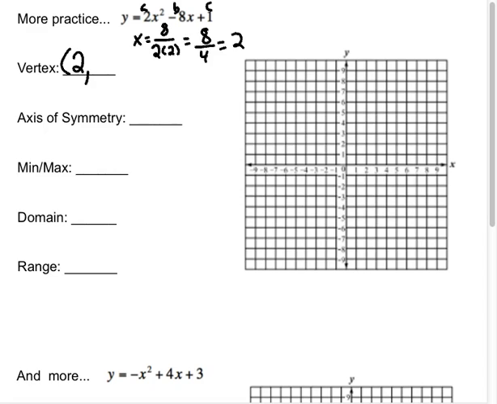And now, of course, to find the y value of the vertex, I need to plug that into my original function. So 2 squared is 4, times another 2 gives me 8. 8 times 2 is -16, plus 1. So 8 minus 16 is -8, plus 1 gives me -7. So I plot my vertex and the axis of symmetry.